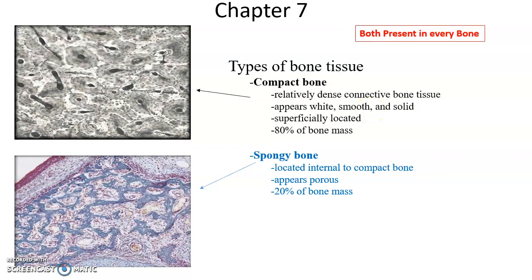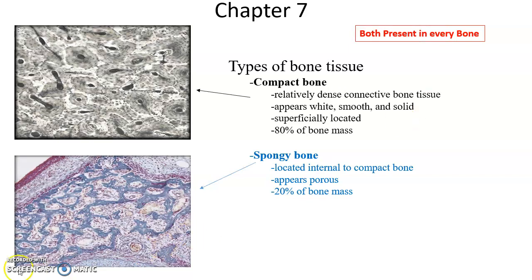So there are two main kinds of bone tissue. You have compact bone, which is relatively dense, appears pretty white, it's smooth, it's solid. It is superficially located on the bones, so it's the outer tissue of bones. And it's very heavy, so it makes up 80% of the bone mass.